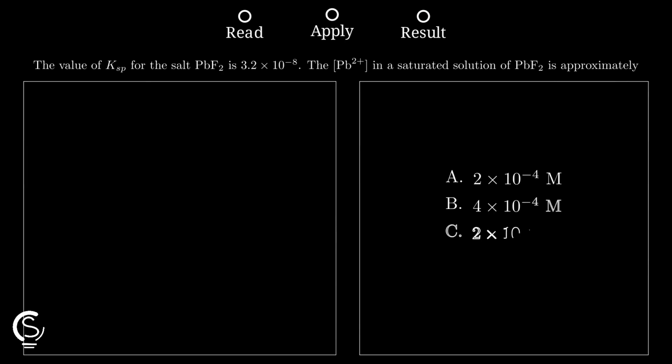First, we write the balanced dissociation equation for lead fluoride. It breaks into 1 lead ion and 2 fluoride ions. This means the concentration of fluoride is twice the lead concentration.